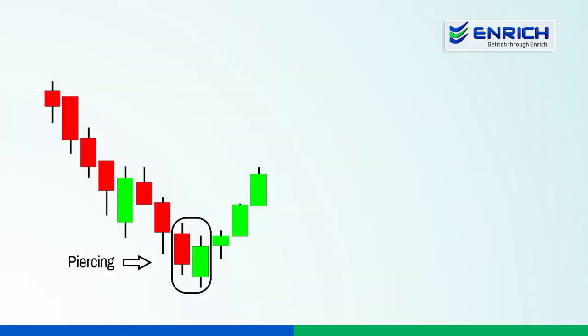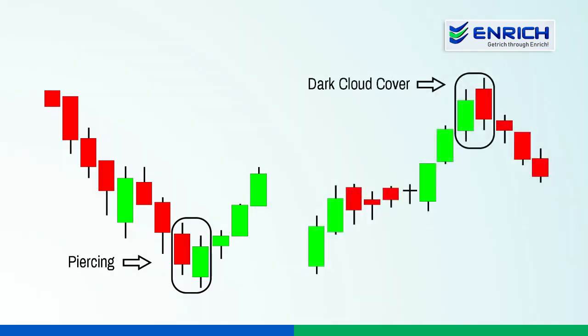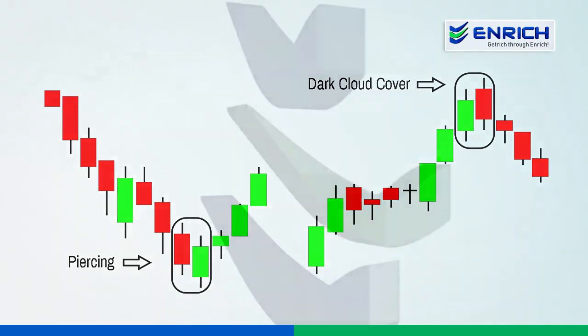Today let's discuss the piercing line candlestick pattern and the dark cloud candlestick pattern. Both these candlestick patterns are quite important and are pretty good for Indian stocks and also for stocks which have a gap up or gap down opening. So let's go ahead and check out how to identify these patterns on a chart.